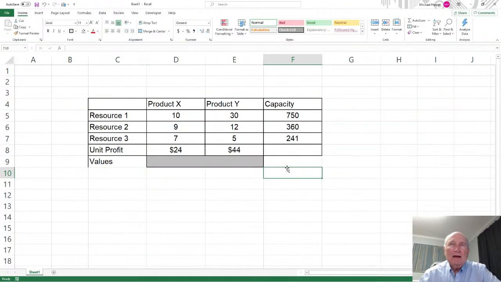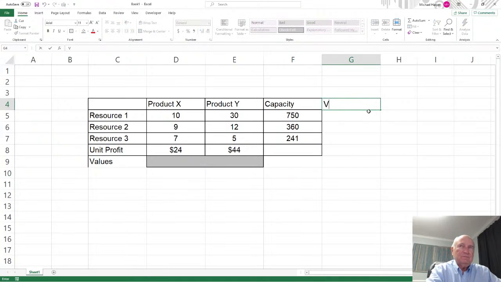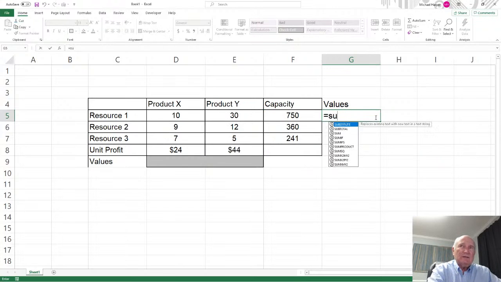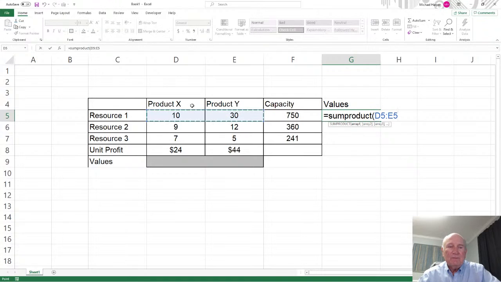Okay, but then over here, I'm going to need the values. So that's going to equal my coefficients here. Whoops, some product of these values here times these values here. Times my variables, that makes more sense. Let me F4 to freeze those.